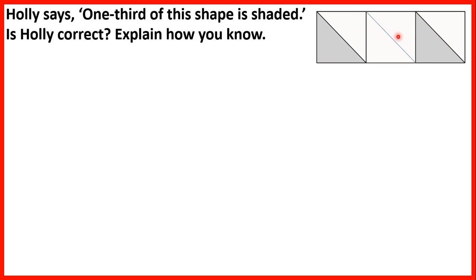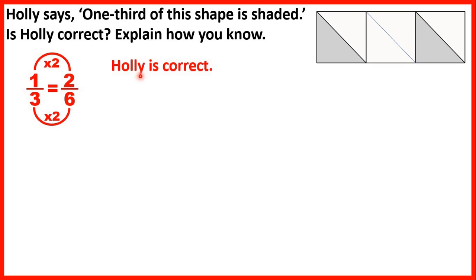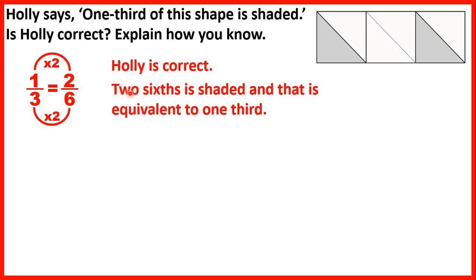as the triangles. So when we do that, we can see that we now have 6 triangles and 2 of them are shaded. But how many sixths is the same as 1/3? Well, if we find our equivalent fraction, we can see that 1/3 is the same as 2/6, and we have 2/6 shaded. So Holly is correct. 2/6 is shaded, and that is equivalent to 1/3.